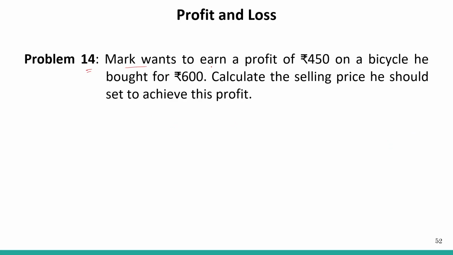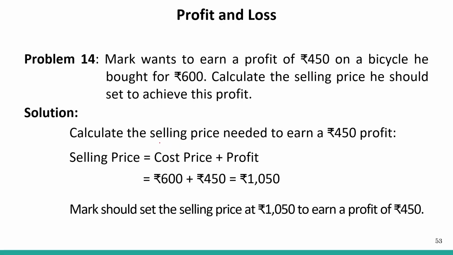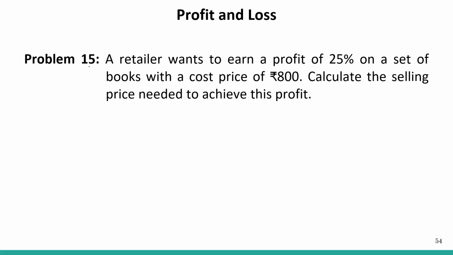Okay, so Mark wants to earn a profit of 450 on a bicycle he bought for 600. So calculate the selling price he should set to achieve this profit. Okay, so calculating the selling price needed for a 450 rupee profit. Okay, so cost price plus profit is equal to this much, so this much must be the selling price SP. So Mark should sell the cycle at 1050 rupees. Okay, to earn a profit of 450 rupees. So let's see problem number 15.